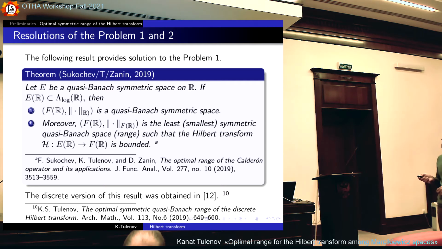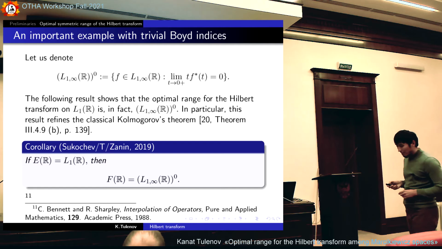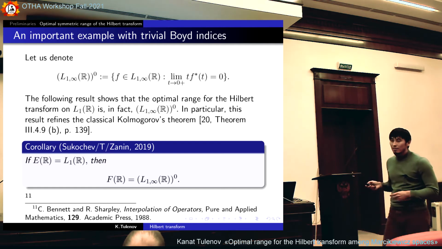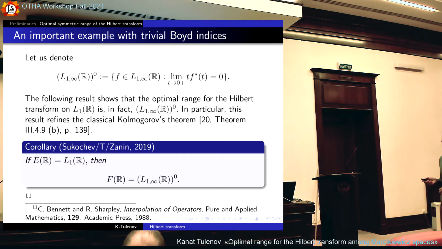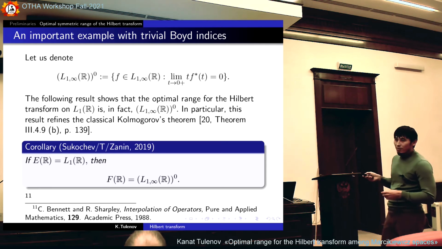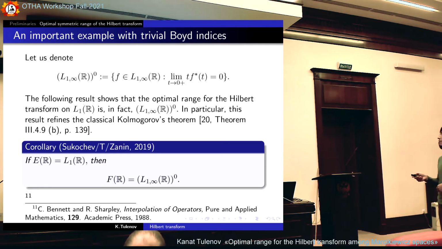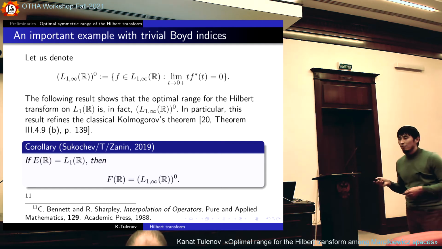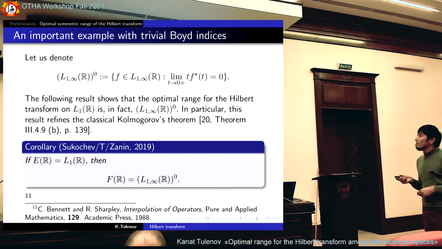Then we asked ourselves what this abstract theory gives. In fact, it gives us the following result. If E equals L1, then our optimal range, the smallest quasi-Banach symmetric space, is in fact the separable part of the weak L1 space. Here L1 infinity 0 is defined by the formula. This is a closed subspace of the weak L1 space.